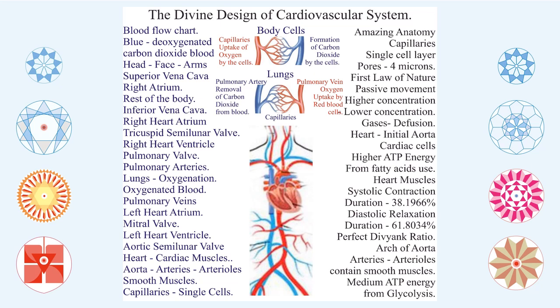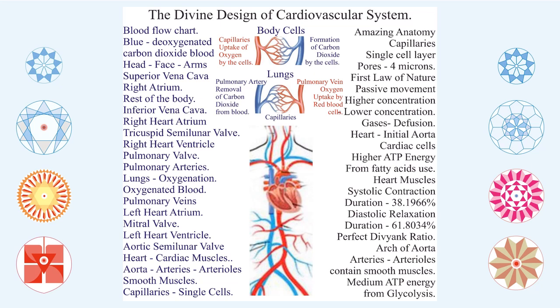So, having explained that particular concept, remember that this is what heart muscles have to do. Heart muscles also have to contract and relax. Systolic contraction duration is 38.1966%. Diastolic relaxation is 61.8034%. This is a perfect dynamic ratio I want everybody to remember.